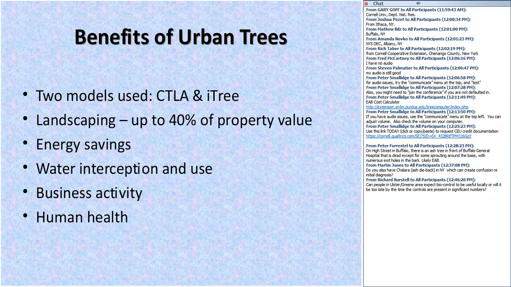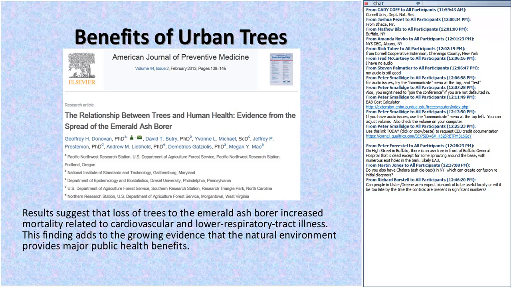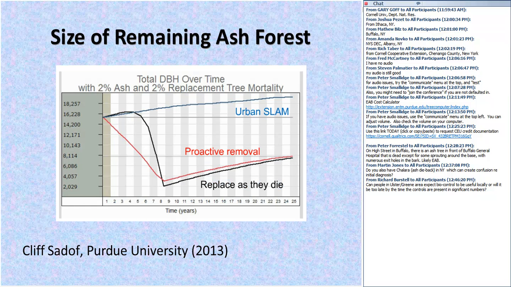But then you also have to consider the benefits of urban trees, and there are, of course, lots of different benefits. One of the most important is human health. I'm happy to say I have not seen a study as good as this one that just came out, and it's very powerful. They looked at data from the Midwest, and they found that the loss of trees to the emerald ash borer increased mortality related to cardiovascular and lower respiratory tract illness. It's a very powerful argument for maintaining urban tree canopy.